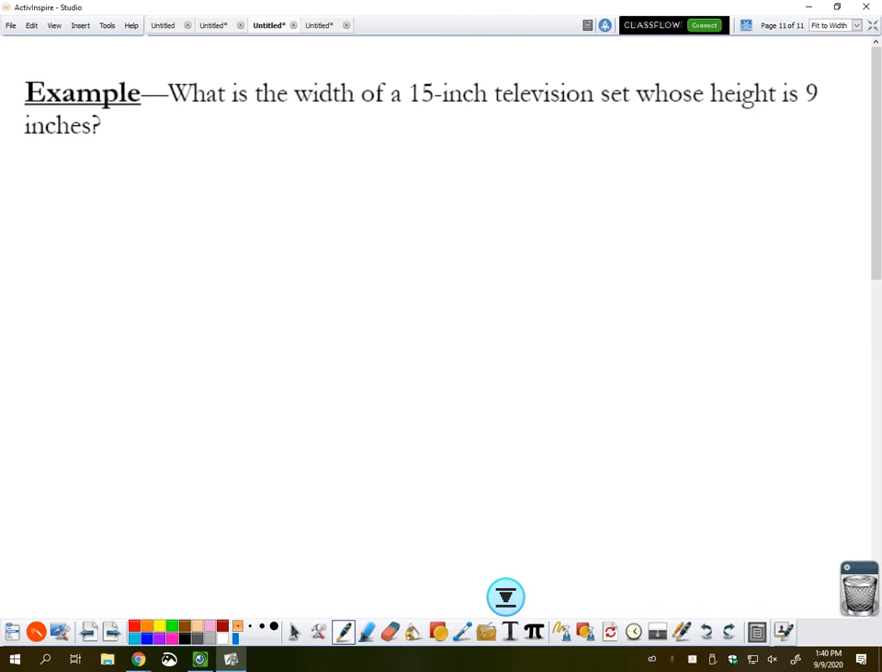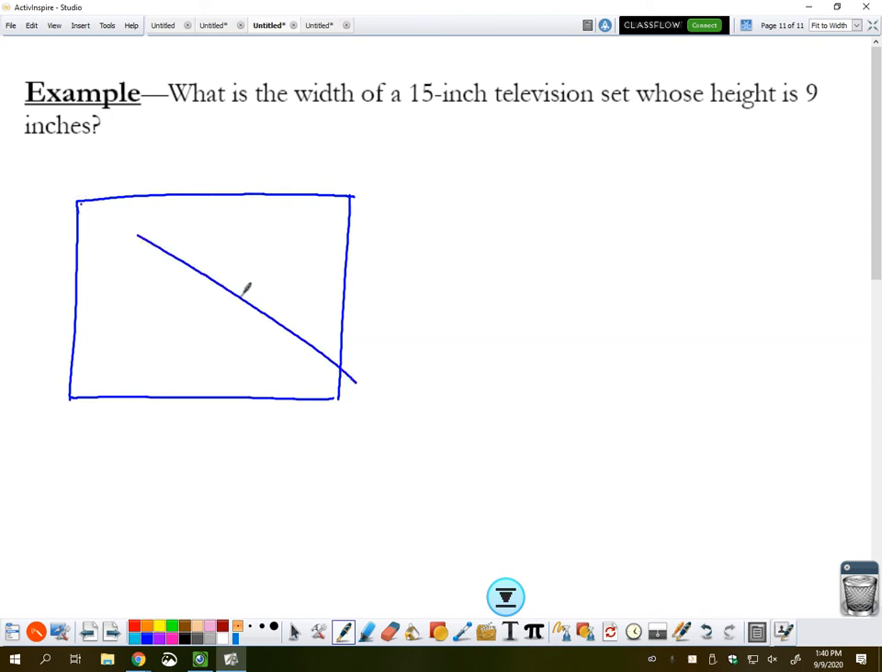All right, so what you have to understand to answer this question is when they give you the fact that a TV is a 15-inch TV, they're telling you that the diagonal is 15. That was a horrible diagonal. They're telling you that the diagonal of the TV is 15. So a 15-inch TV has a 15-inch diagonal. And they told us that the height is 9. We're assuming a TV is a rectangle, so it has a right angle. So they want us to find the width.